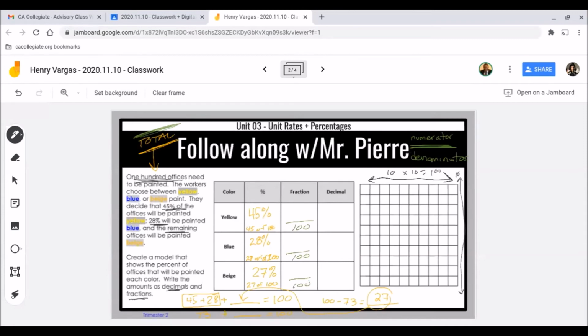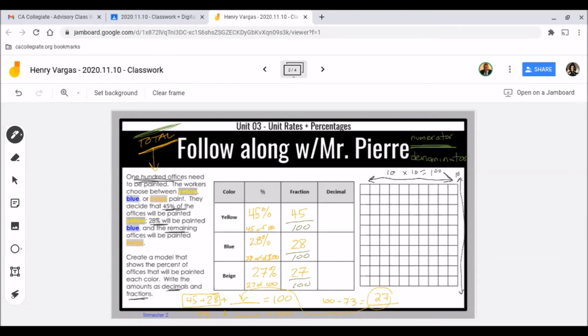But what's the numerator going to be? What's the part going to be? Well, that's what we have over here. We know that there are 45 out of 100 that are going to be yellow, 28 out of 100 that are going to be blue, and we were just able to determine that 27 out of 100 would be beige. Great, so now we have our fractions.